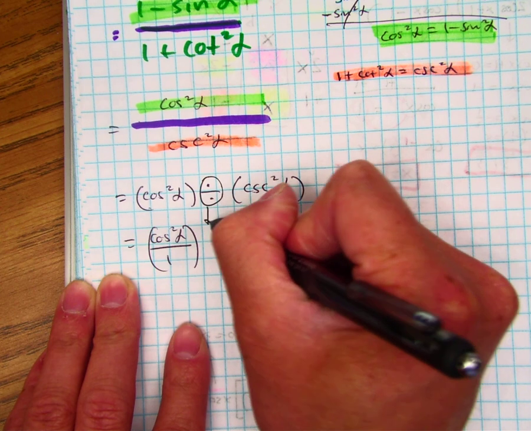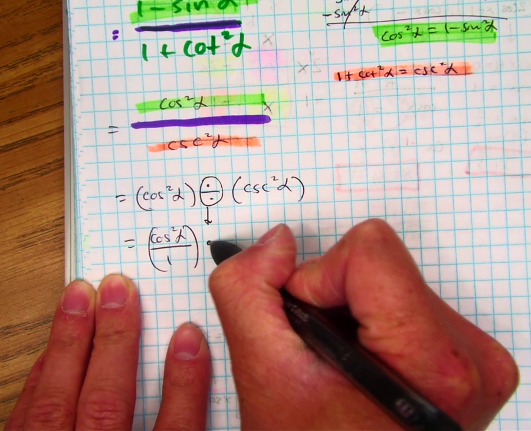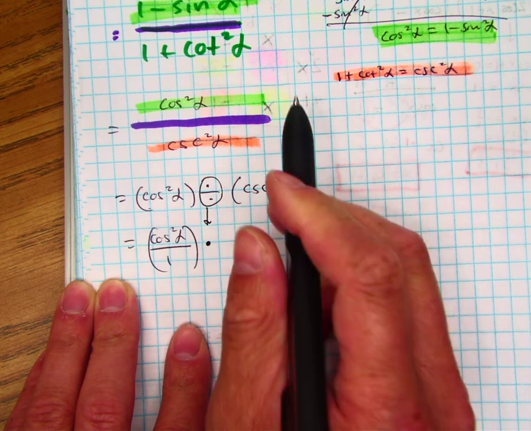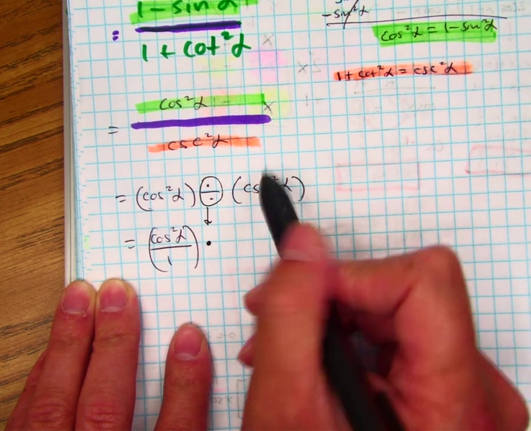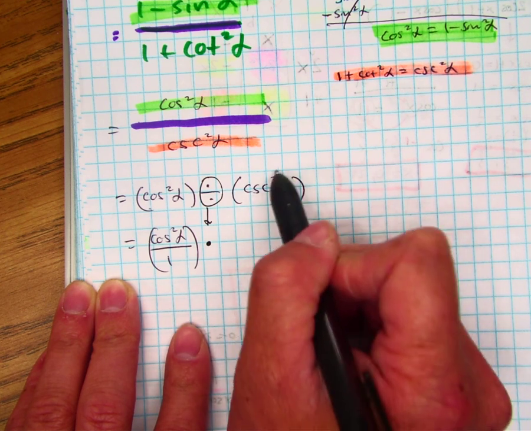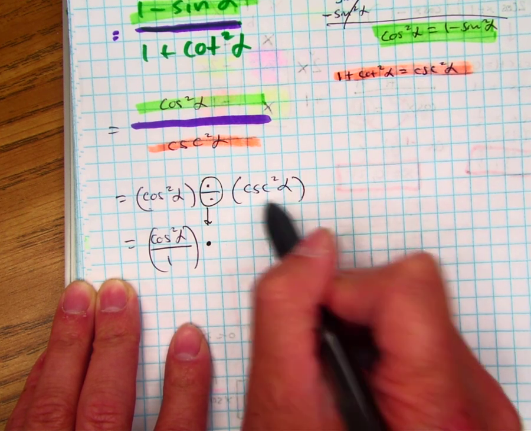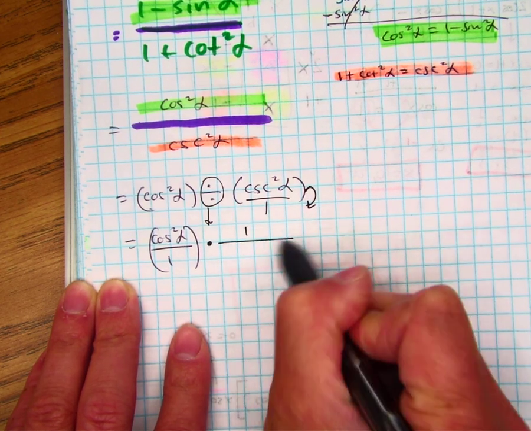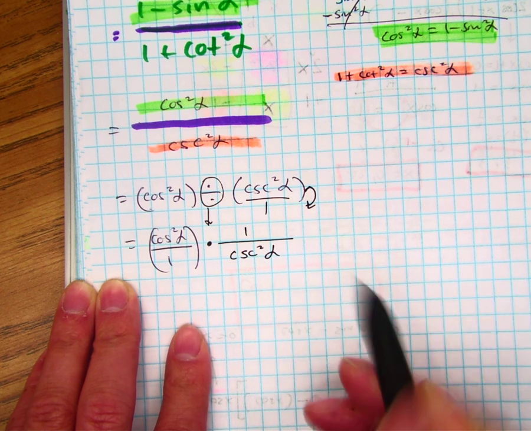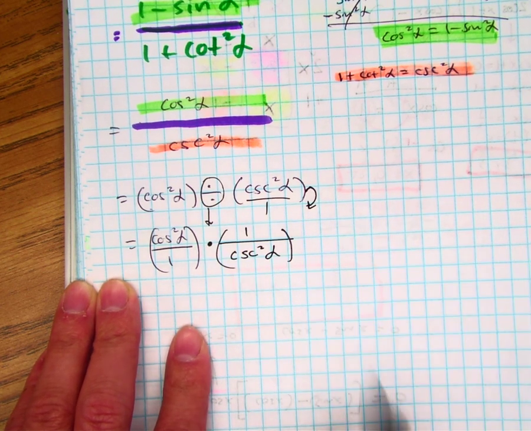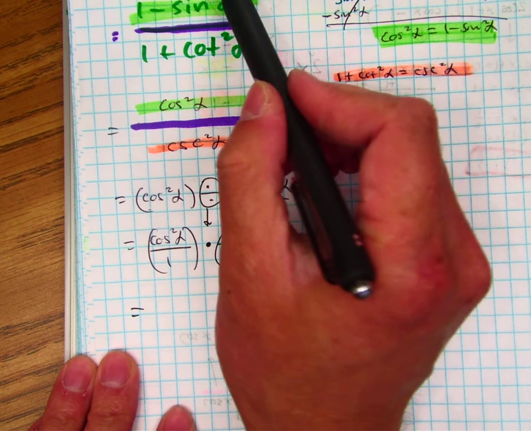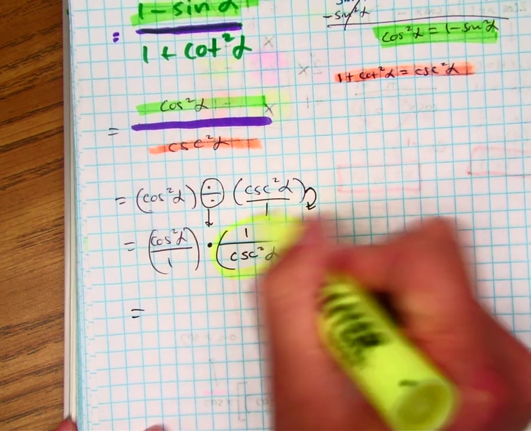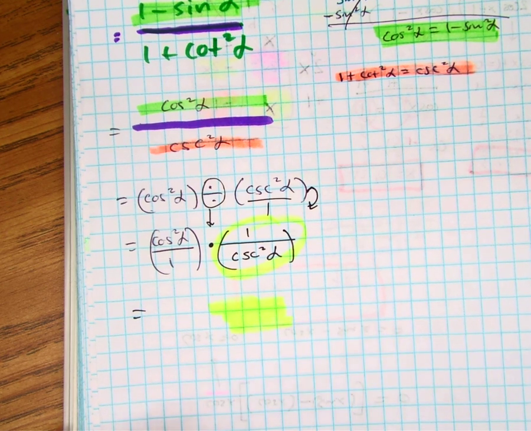That's going to change to multiplication. And this is going to turn into, okay, pay attention now. I can leave this as cosecant squared alpha over 1, and then we can take the reciprocal, see what happens. 1 over cosecant squared alpha. They tell me to change them into sine and cosines. What is this going to become?